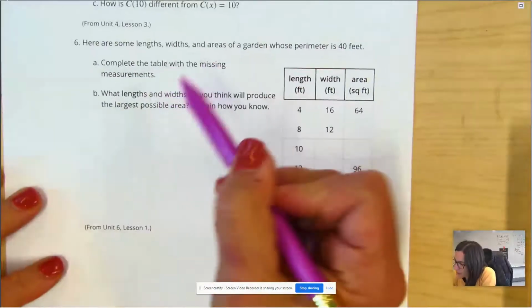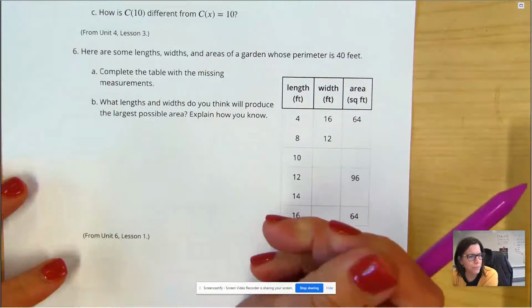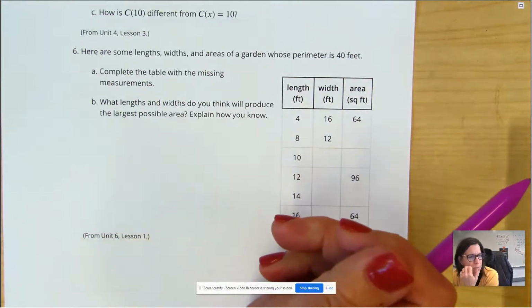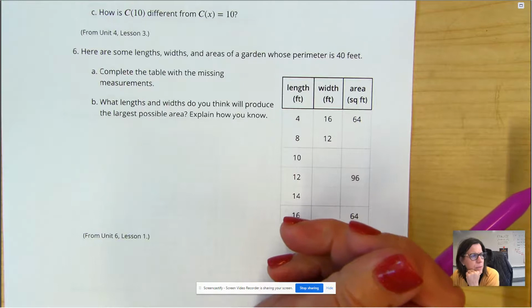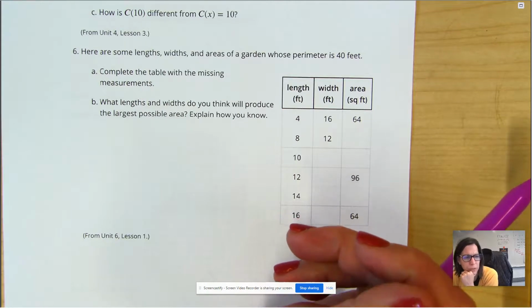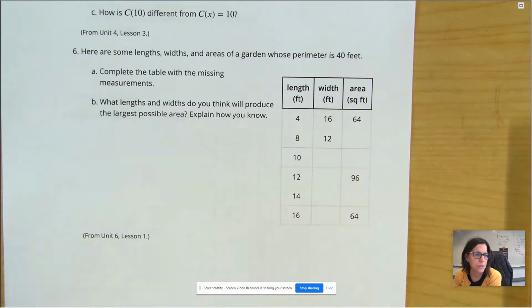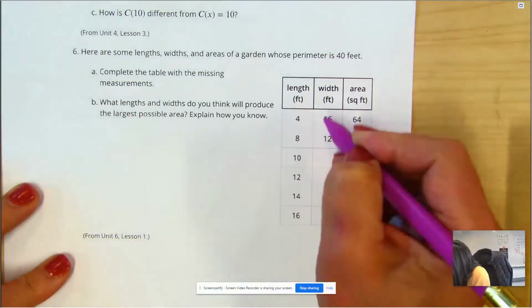So this is a review of lesson 1 with that fixed perimeter, the fixed fencing of like a garden. So here are some lengths and widths of an area of a garden whose perimeter is 40 feet. The perimeter is not changing from 40 feet. But as we adjust the dimensions, the area shifts, even though the perimeter doesn't. So we're going to complete the table.